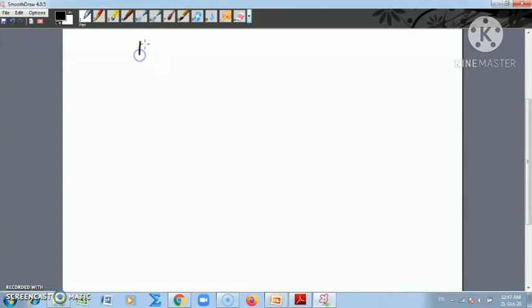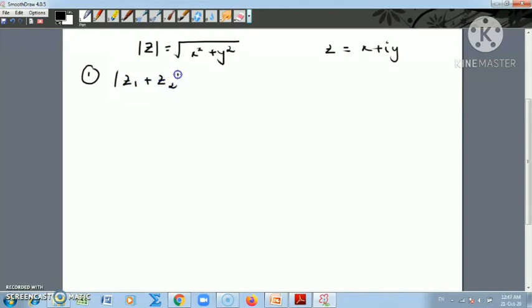First of all, what is modulus of a complex number? You know that it is equal to root over x squared plus y squared if z is equal to x plus iy. So this is what you know. So let us look at this one where they have asked us to prove that the modulus of z1 plus z2 is less than or equal to modulus of z1 plus modulus of z2.